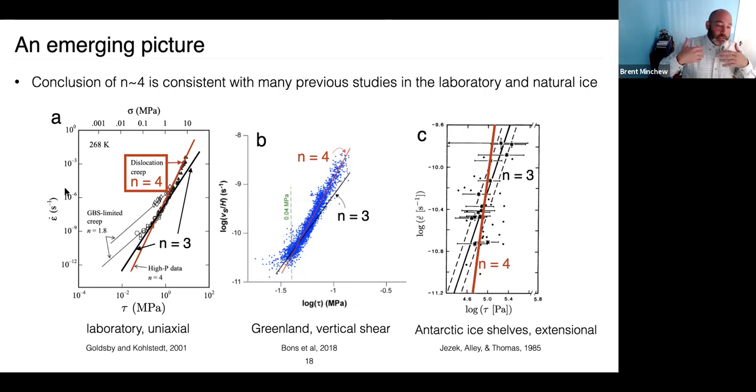This conclusion that we come to from stacking together observations is part of a broader emerging picture. The conclusion that n is around 4 is not new. In fact, it goes all the way back to Glen himself.